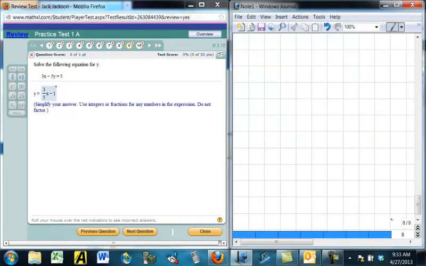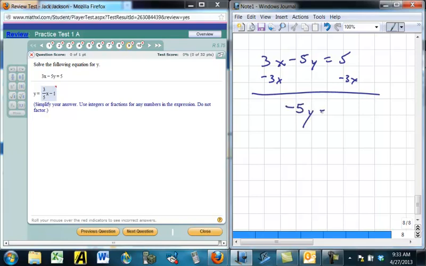Okay, solve an equation. 3x minus 5y equals 5. We want to get y by itself, okay, because we're solving for y. So we've got the y has a negative 5 attached to it by multiplication and a 3x attached by addition. Undo the addition first. You undo things in exactly the opposite order of operations of what you would do if you were evaluating an expression.